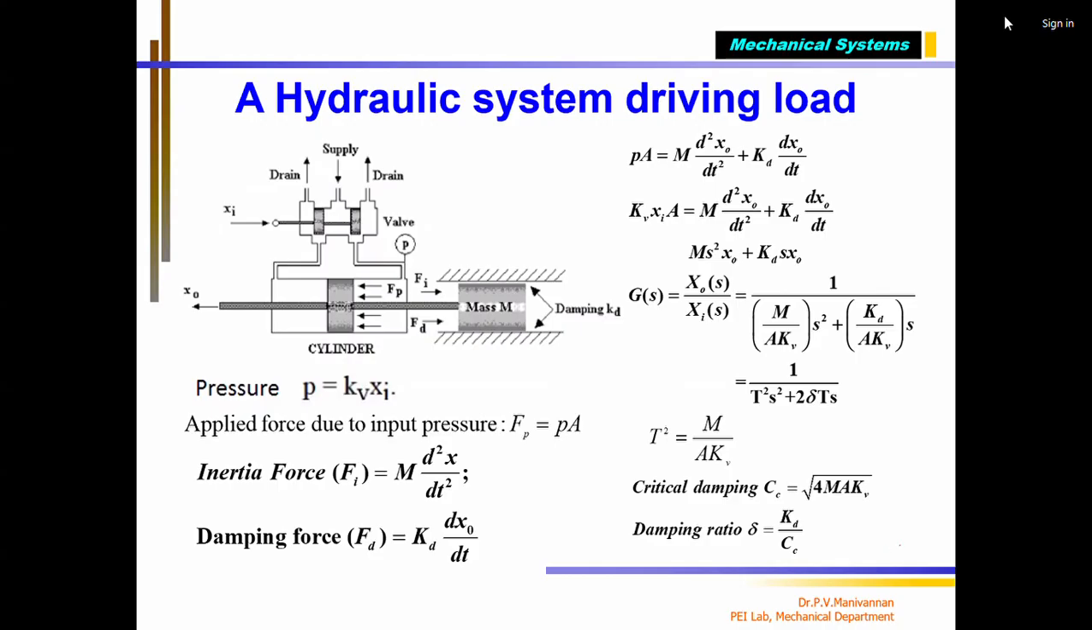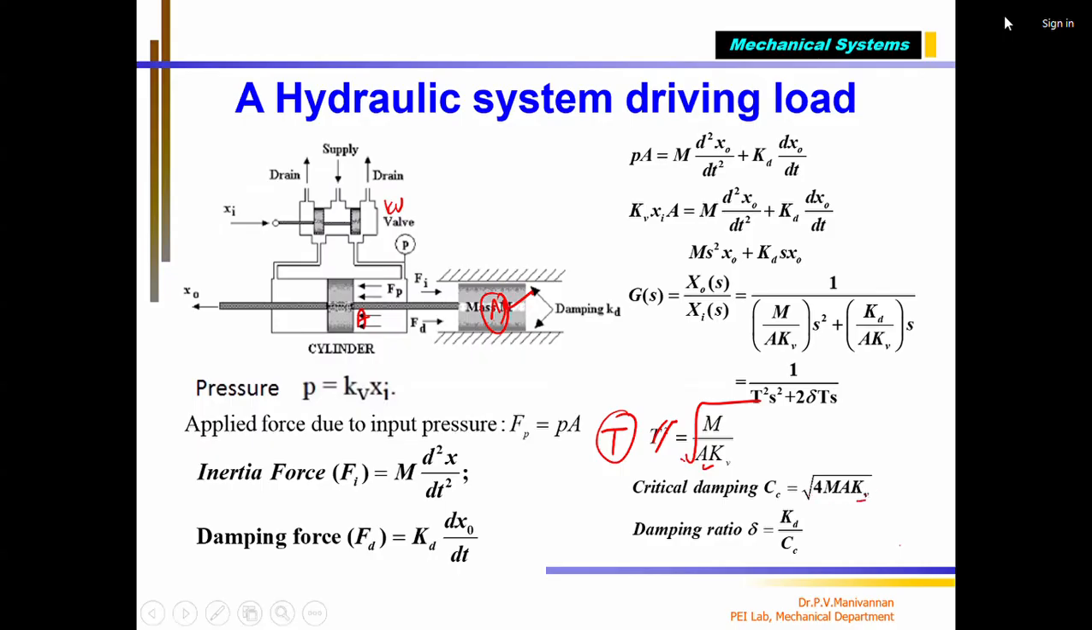Okay, fine. So now we know that T is called the time constant. T square is equal to m by a into kV, which means T is the root of that. The time constant is proportional to the mass of the load, A is the piston area, and kV is the valve constant. This is the valve constant, this is the area, this is the mass. All three values decide the time constant of the system. One more thing, Cc is called the critical damping constant, which is written as root of 4 M A into kV.